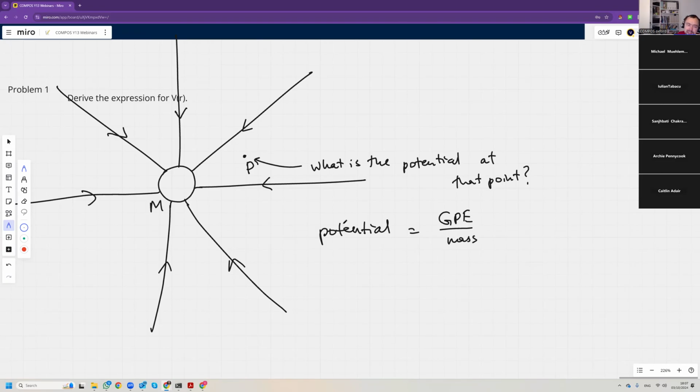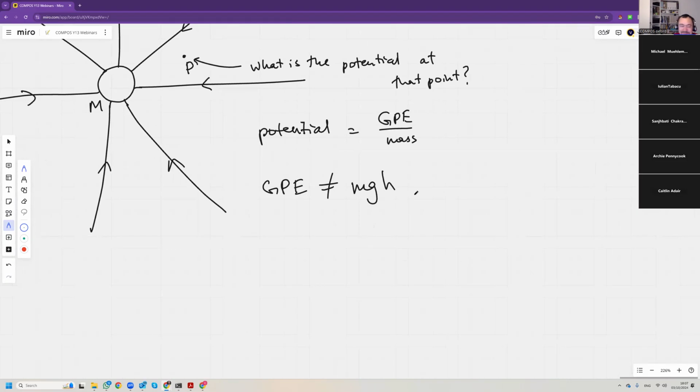So basically, asking what is gravitational potential is how much potential energy does something have if it's placed at that point. But we know the gravitational potential energy is mgh. But that only works for a uniform field. Right, GPE is no longer mgh, because gravity is not uniform, the field is not uniform.